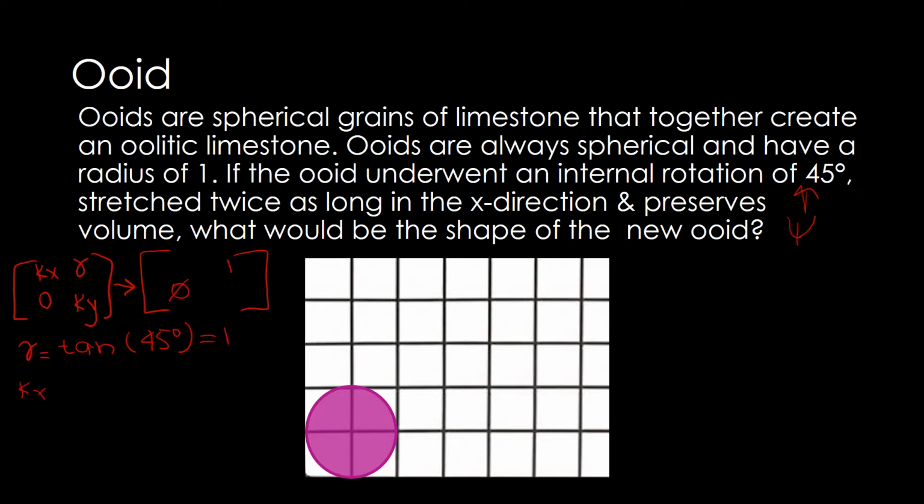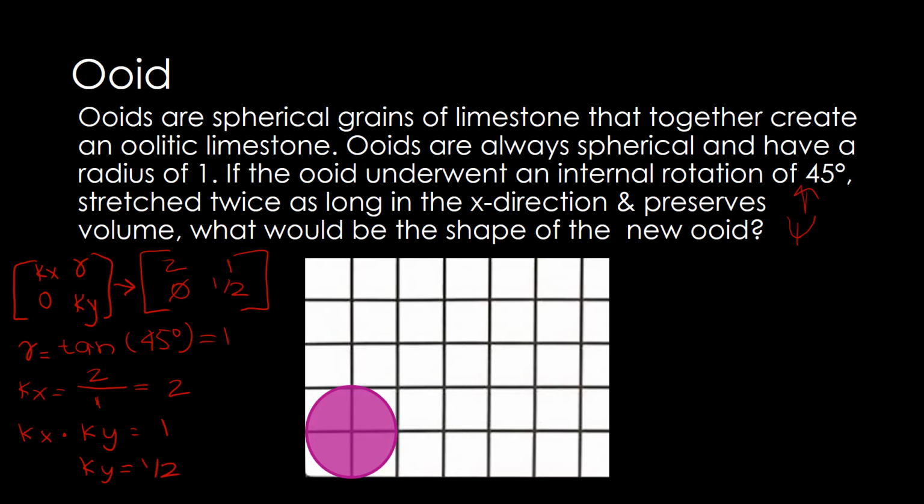To find kx, it was stretched twice as long in the x direction than original. So this is the current length, 2, divided by the original, which is 1. So it's 2, so this is 2 here. To find ky, we know that the volume was preserved. So kx times ky is 1. So ky equals 1/2.